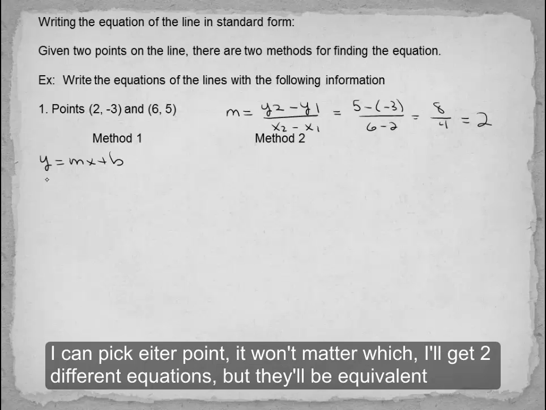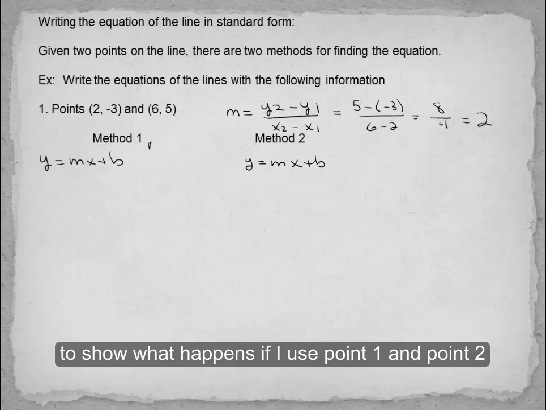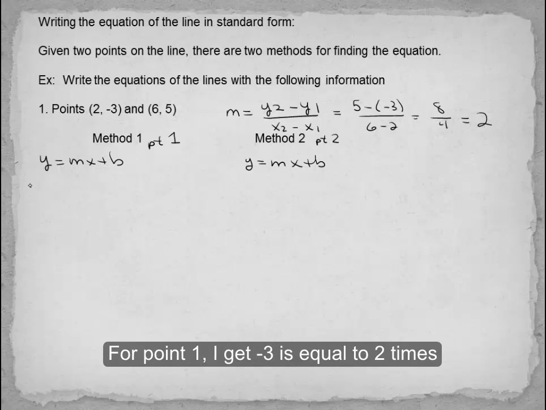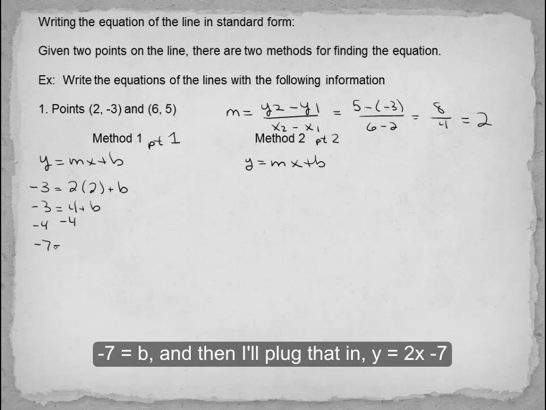I can pick either point. It won't matter which. I'll get 2 different equations, but they'll be equivalent. So I'm actually going to just use y equals mx plus b for both of these to show what happens if I use point 1 and point 2. Okay, for point 1, I'll get negative 3 is equal to 2 times 2 plus b. Negative 3 is equal to 4 plus b. Negative 7 is equal to b. And then I'll plug that in.